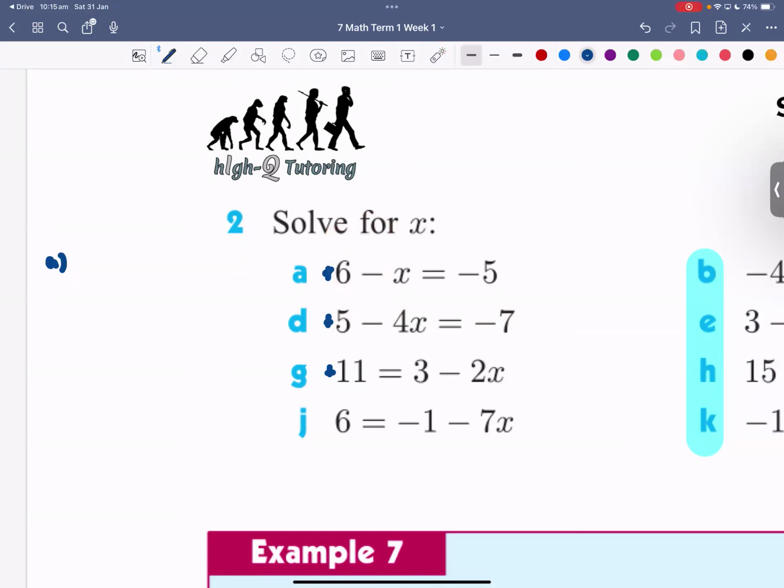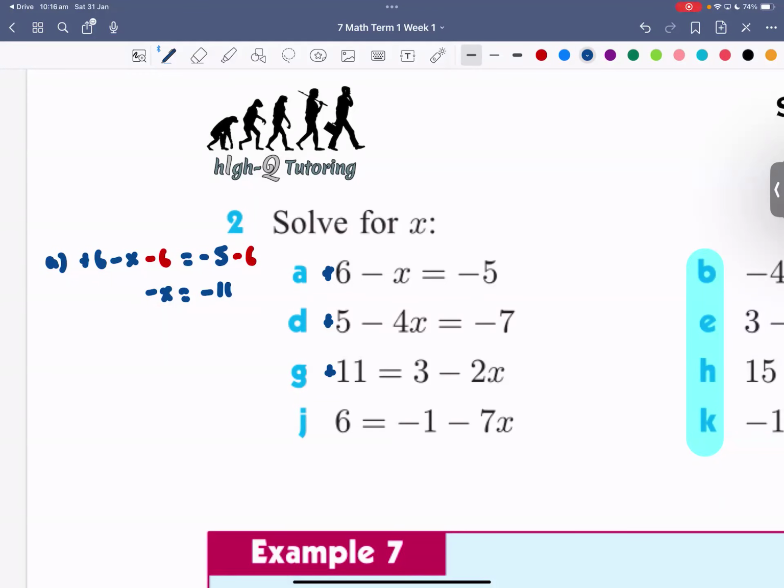-6. So we have a plus 6, take x, and everyone's telling me that we -6 away from that. If you -6 from the left, you have to -6 from the right. What does the plus 6 and the -6 do? Cancels out, so what's left? -x. And what about the other side? What's -5 minus 6? -11.